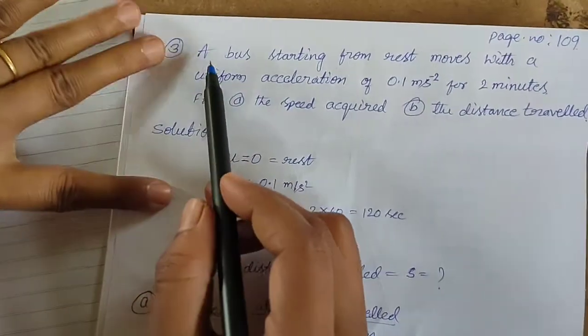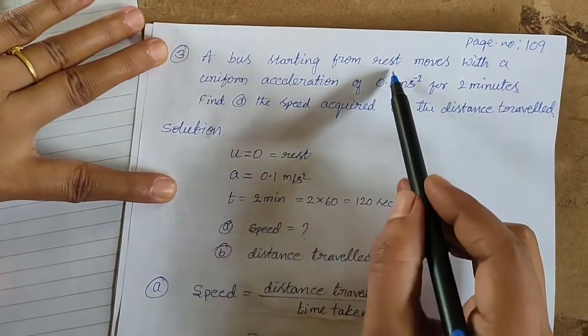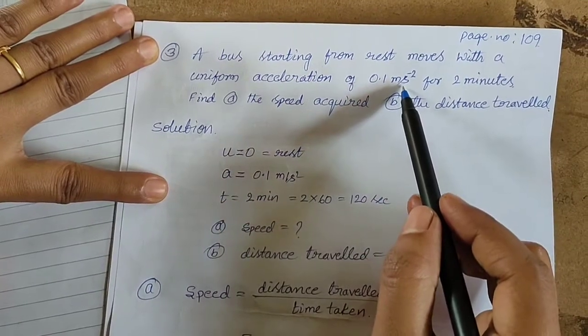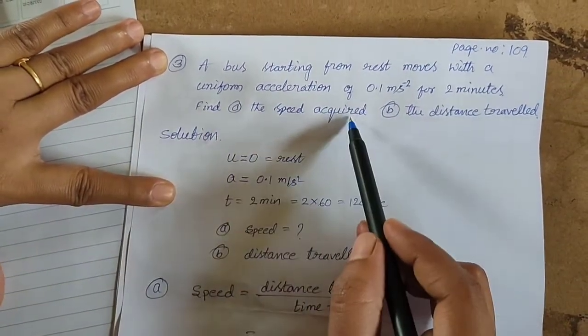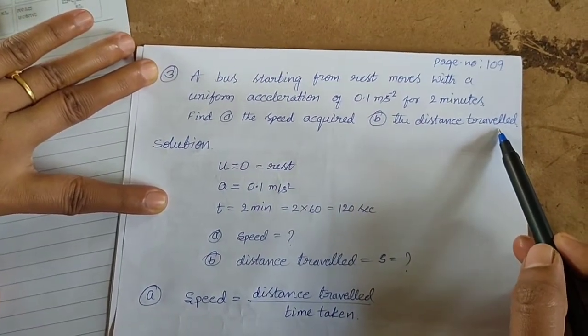Now I am going to the third question. The third question is, a bus starting from rest moves with a uniform acceleration of 0.1 meter per second square for 2 minutes. Find the speed acquired. The second one is distance travelled.